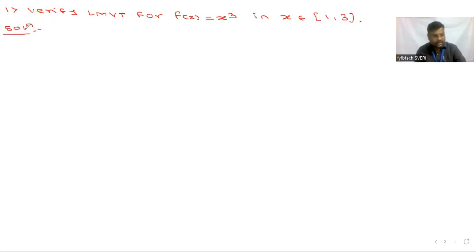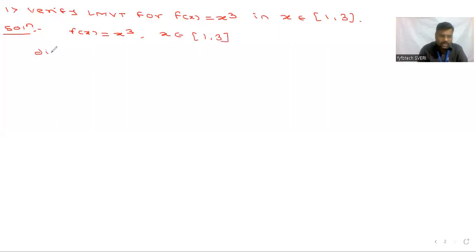Verify LMVT, just we write mean value theorem in short, for f of x equal to x cube, x belongs to closed interval 1, 3. Check whether it is differentiable. F of x is equal to x cube, where x belongs to closed interval 1, 3.